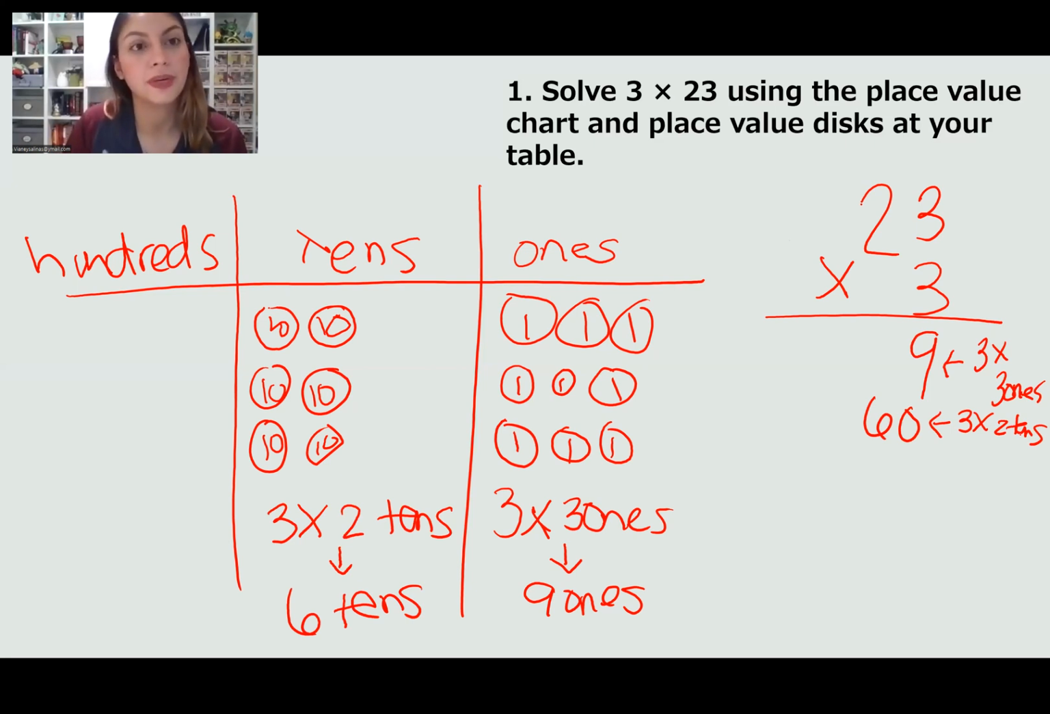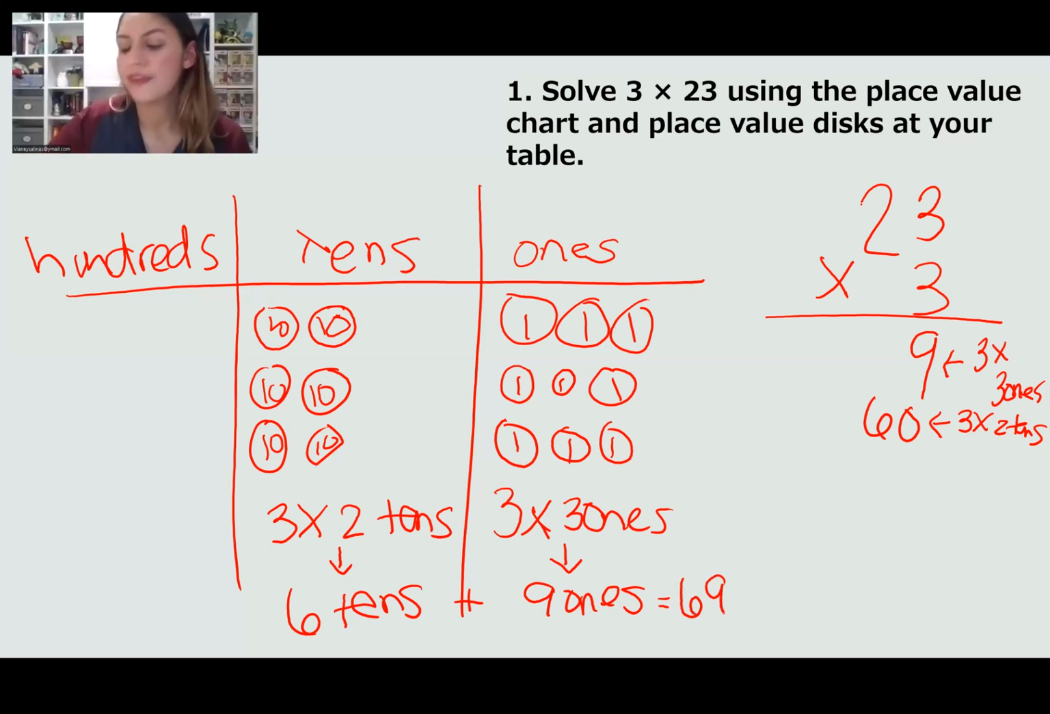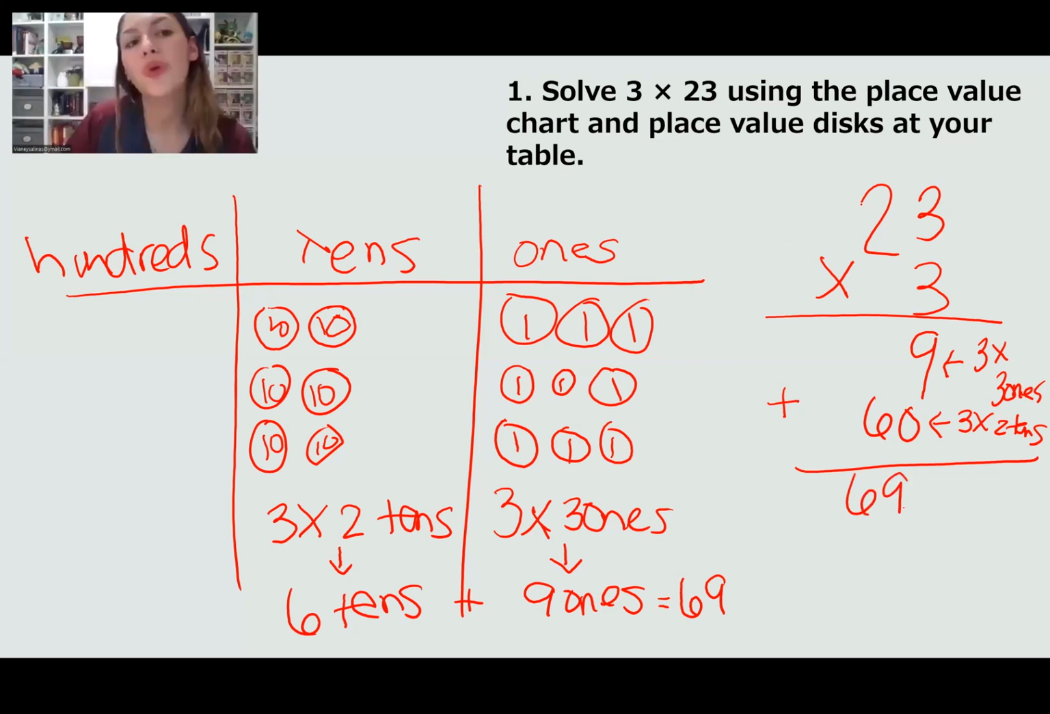Now that we found the value of our ones and our tens, it's time to total up the values and find our product. What is 6 tens plus 9 ones? That would give us 69. Yes, the product of 3 groups of 23 is 69. So now in our vertical algorithm, we're also going to find the total of 9 plus 60. What is the total of 9 plus 60? 69. So notice that our totals are the same. Our products are the same using our vertical equation and our place value discs.